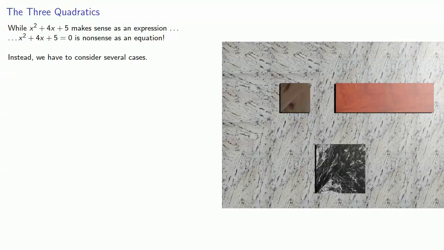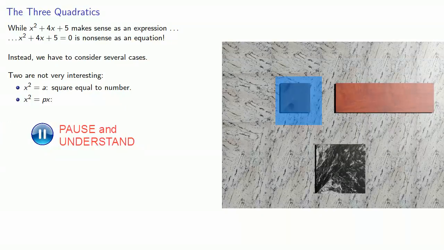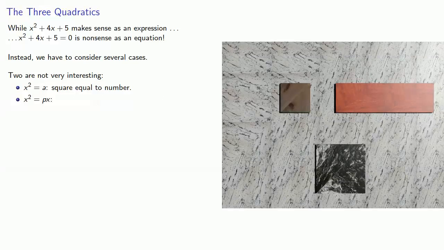Two aren't very interesting: x squared equals a, and x squared equals px. Now in the geometric language, x squared is a square and a is a number, so this first case is called square equal to number. And that's like saying we know the area of the square, what's the side length? The second case, p times x, well, x is a side, so this is referred to as square equal to sides.